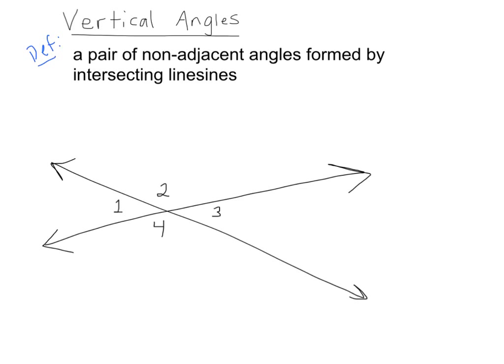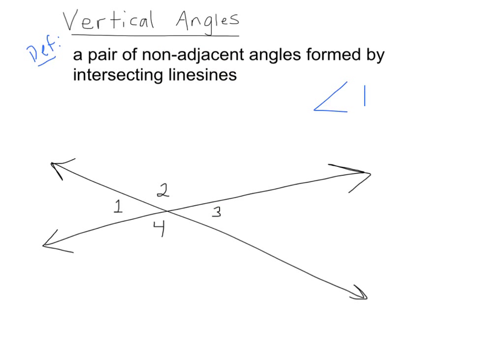Okay, so we have two intersecting lines, and we have a pair of non-adjacent angles. Adjacent will be a very good geometric word this year, especially in trigonometry later. Adjacent means next to, so a pair of angles that aren't next to each other. So for instance, 2 and 3, those are next to each other. But 1 and 3, those are not next to each other.